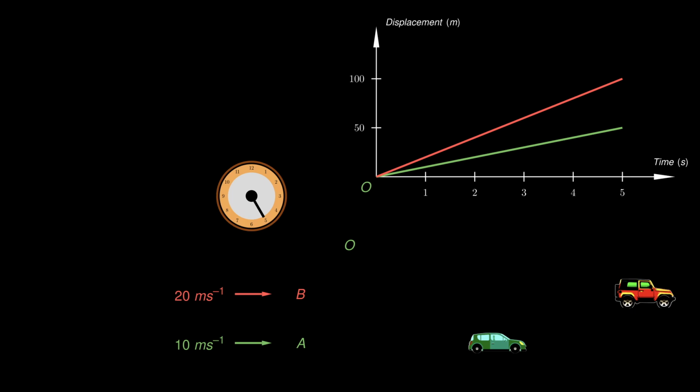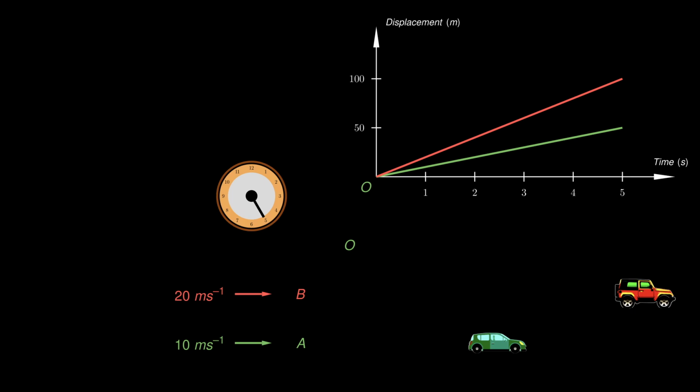On a displacement time plot, the gradient, or slope, of the graph reflects the velocity of the moving object. The steeper the slope, the higher the velocity. Since both graphs start at the origin, point O, we can plot each line according to the known velocities. Vehicle A, with a velocity of 10 meters per second, will have a gentler slope, compared to vehicle B, whose higher velocity of 20 meters per second results in a steeper slope.